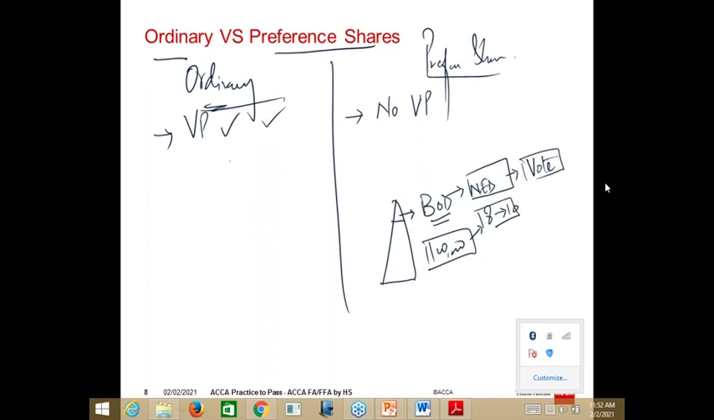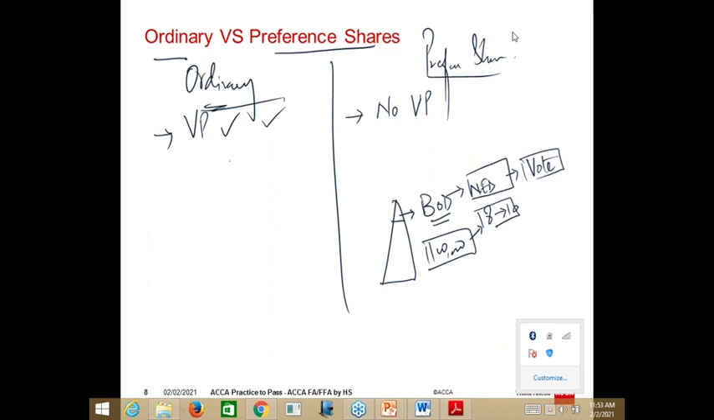Yes, preference shares are very rare in the market. Non-executive directors are the representatives of the shareholders who have been appointed, and who run the whole board, and the board actually runs the company.